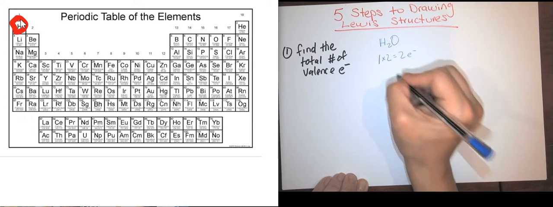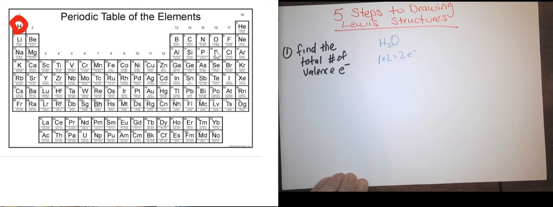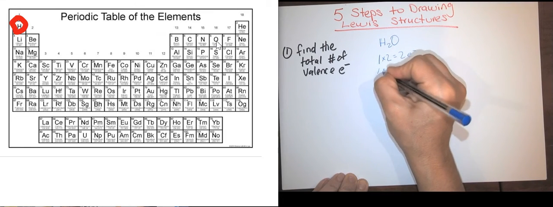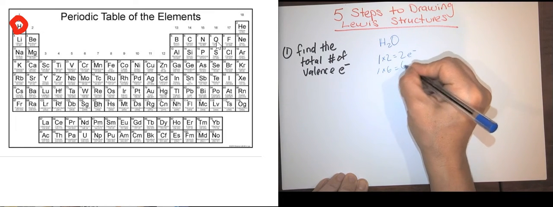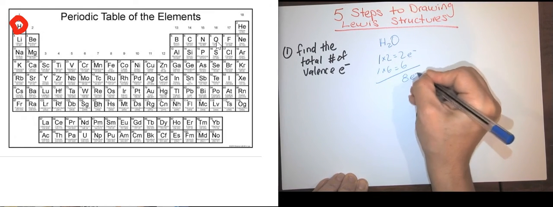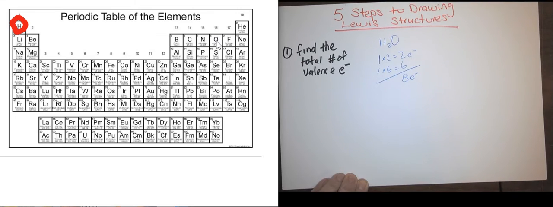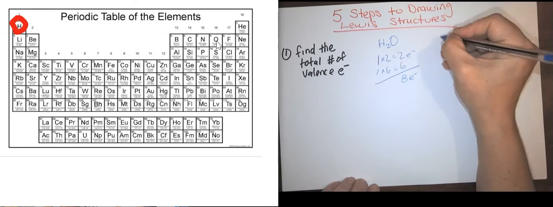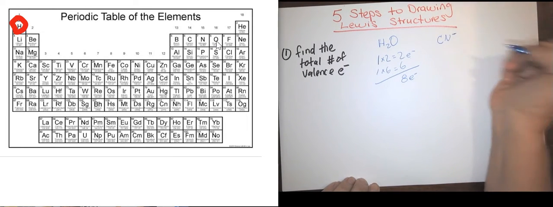Now let's look at oxygen. Oxygen has how many? Well, I count, it's in group 6, it has 6 valence electrons. So 1 times 6 is 6. We add them together. Water has 8 total valence electrons. All right, let's try a different one. Let's try cyanide, CN minus.